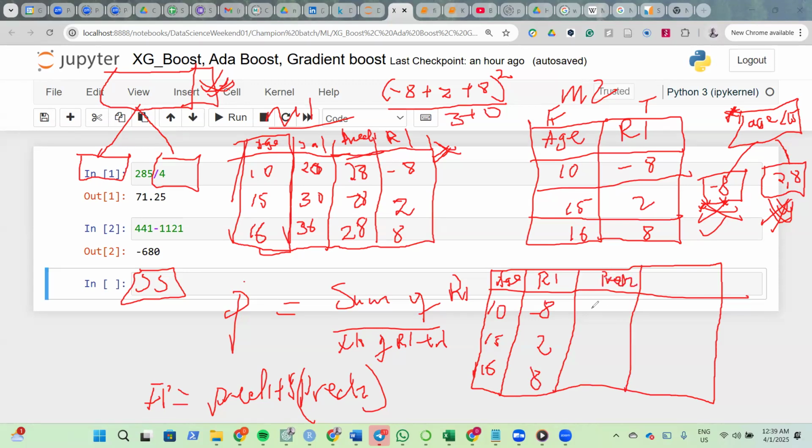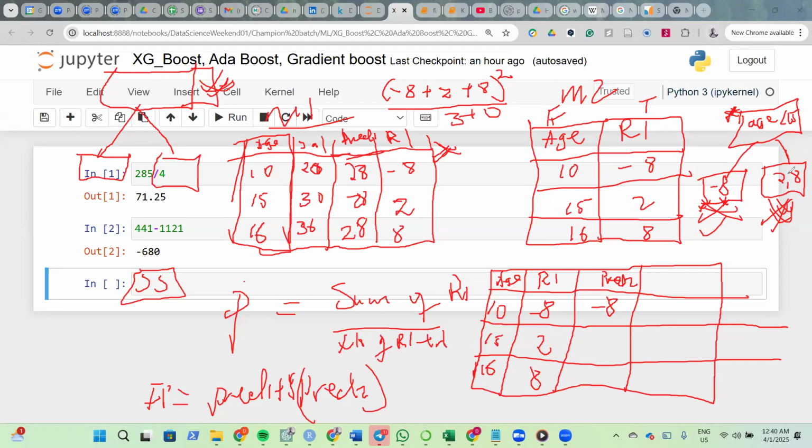Pred 2 is going to be the sum of residual over the number of residual. For this case, $10, you come to the tree. What is the sum of residual here? It is -8 divided by the number of residual, which is 1 plus gamma. Our gamma was 0, so -8 divided by 1 is -8. So here I'm going to still have -8.